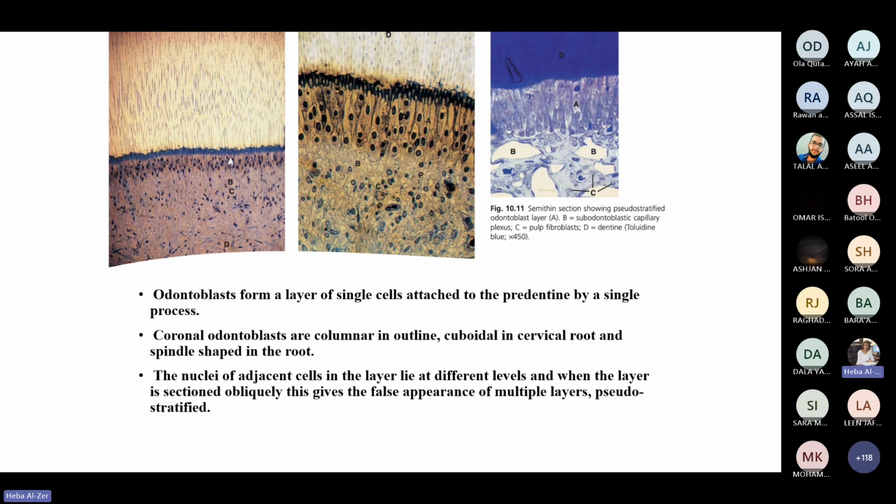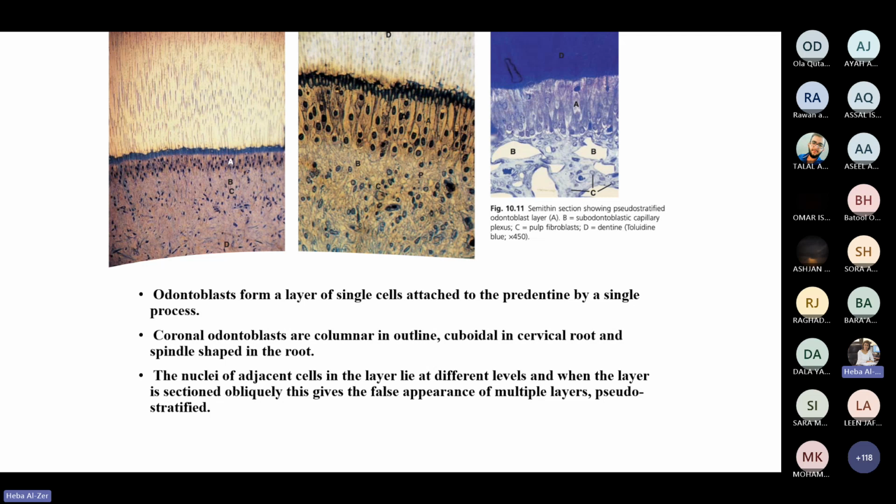When we take a look at the odontoblasts in a histological section, we see them as multi-layered columnar cells, which are called pseudostratified. Why is it pseudo, which means not a real one? Because when we cut the section, it's impossible to cut a section in a thickness of one cell.